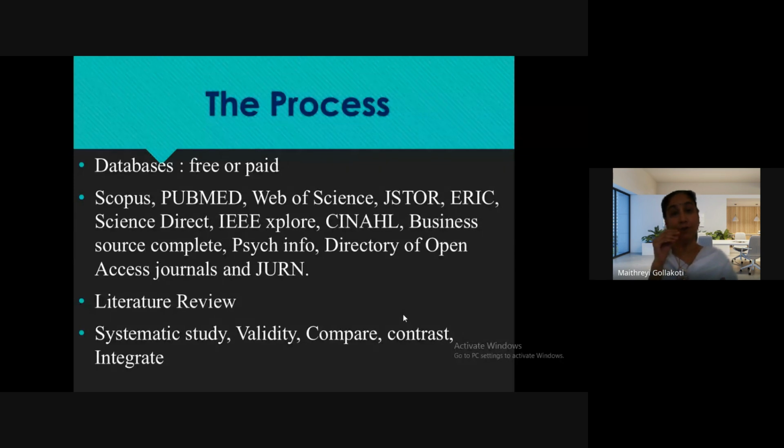IEEE Xplore is for all technical subjects. CINAHL is also on subjects. Business Source Complete is mainly business journals. PsycINFO is for psychology. Directory of Open Access Journals, again all subjects, and JSTOR also all subjects. These are only a few I have mentioned. There are still many more on Google. If you can search, you can find out many more.